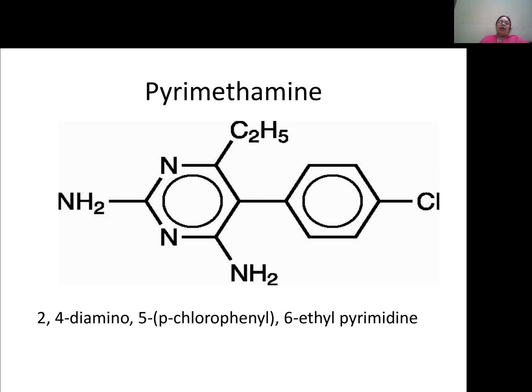So 1, 2, 3, 4, 5 basically identify the basic nucleus, that is pyrimidine. Numbering 1, 2, 3, 4, 5 and 6. So at the 2nd position and the 4th position you have the diamino. At the 5th position this is the parachlorophenyl, and at the 6th position it is ethyl pyrimidine.